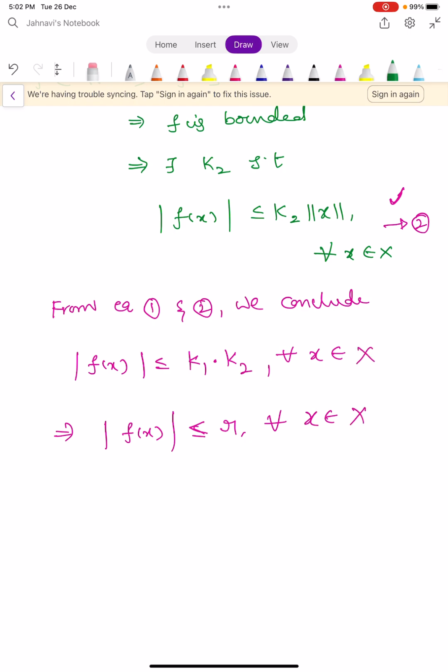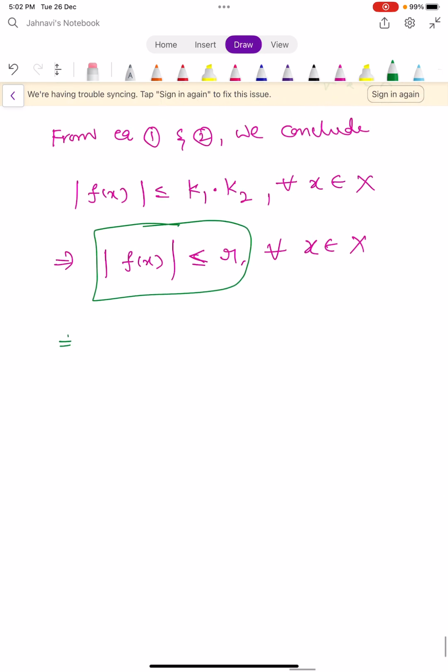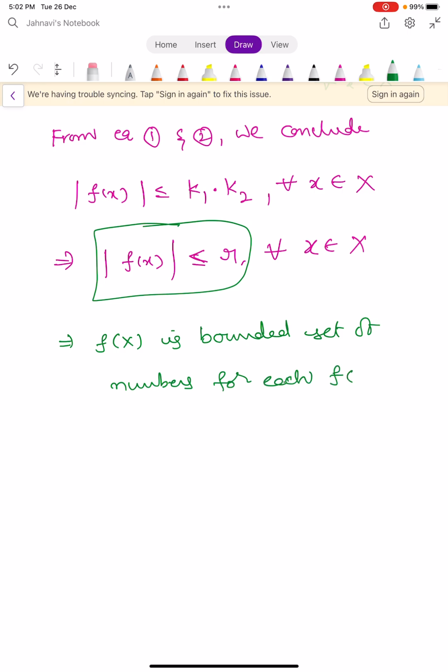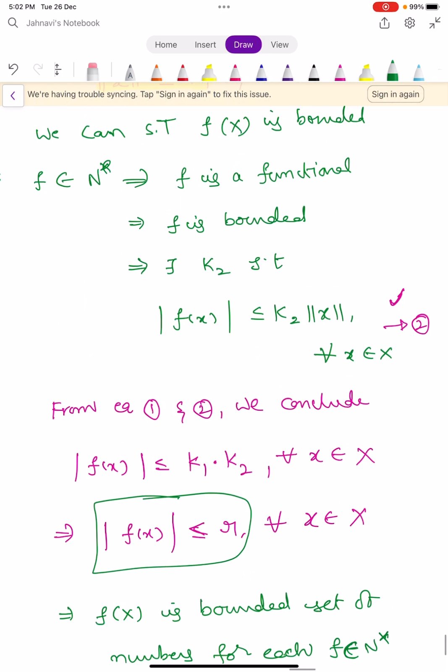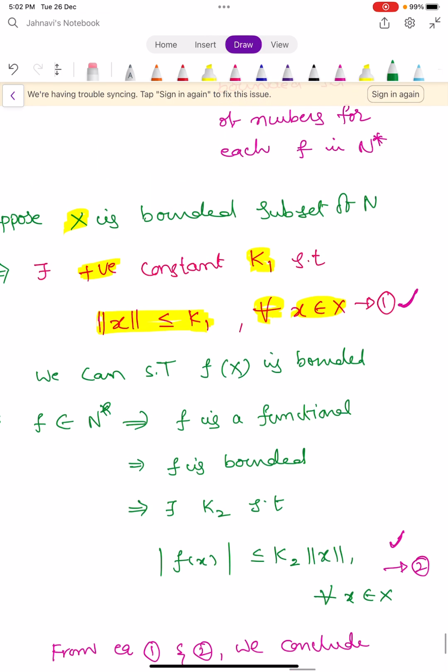This condition implies f of X is a bounded set of numbers for each f belongs to the functional space, the conjugate space N star. That's it. This is the first part of our theorem. Let us see what we take and what we prove.